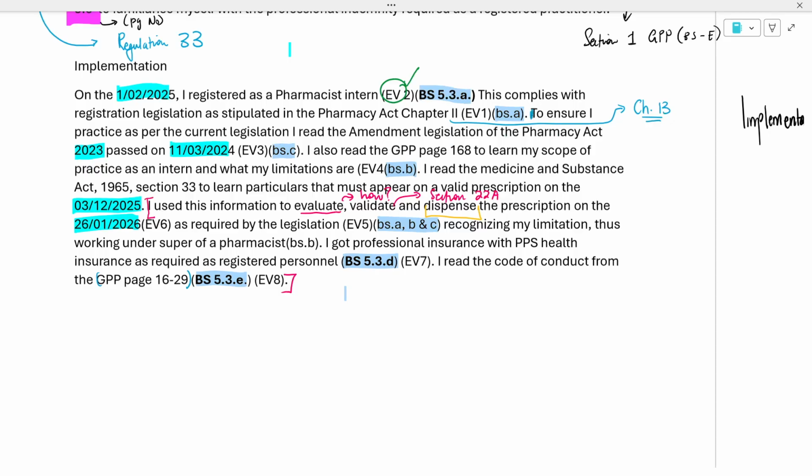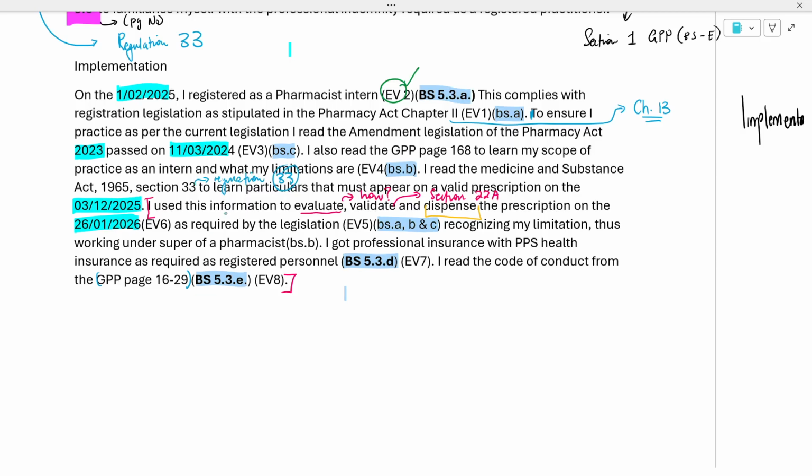Okay. And then from here, I would say that to ensure that I practice according to my scope of practice and identify its limitations, I went on to read GNR 4733 of April 2024, which taught me that the scope of practice of a pharmacist intern is the same as that of a pharmacist technician. So this is until here. Then you read the Medicines and Related Substance Control Act. This is not Section 33. This is actually Regulation 33. So it's regulation. I hope you can see this. Regulation 33 for the particulars.